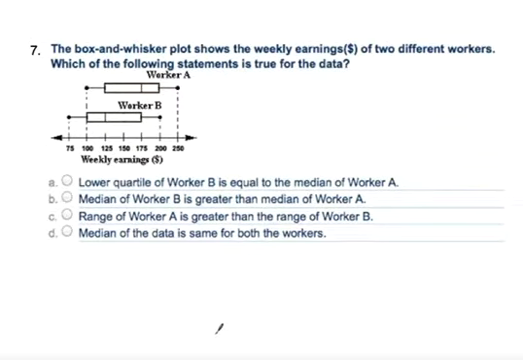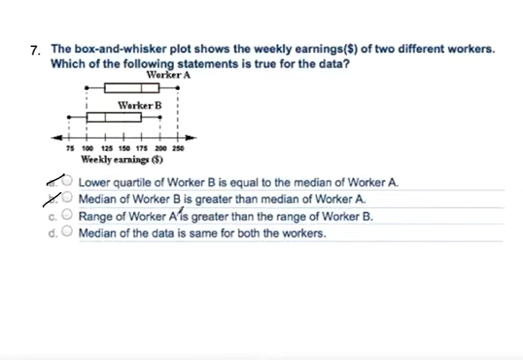Number 7 says the box and whisker plot shows the weekly earnings of two different workers. Which of the following statements is true for the data? A says lower quartile for worker B is equal to the median of worker A. The lower quartile is here. The median for A is here. Because they're not in the same place, they're not equal. B says median of worker B is greater than the median for worker A. The median for worker B is here around 125. The median for worker A is around 175. So that's not true.